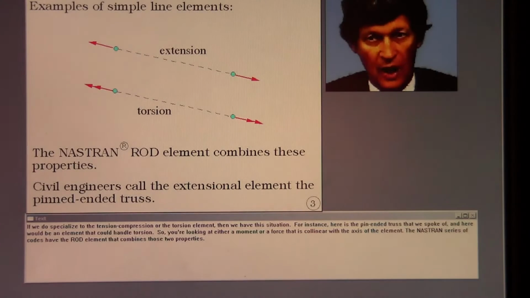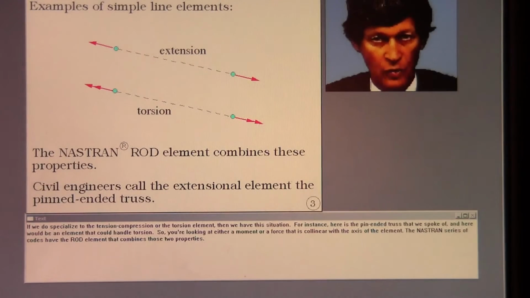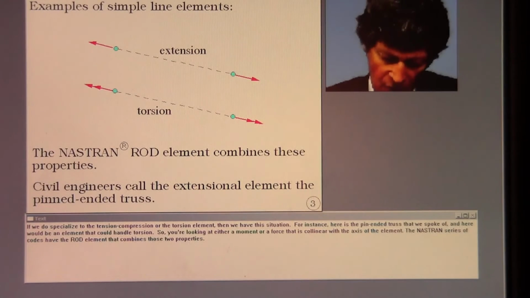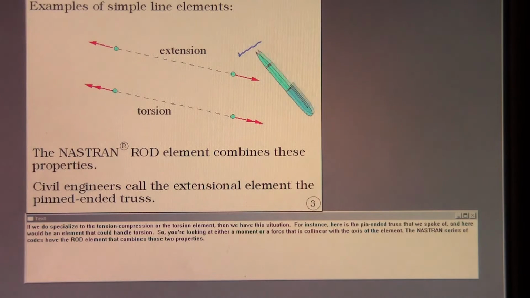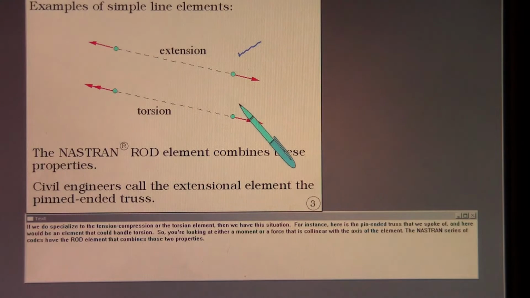If we do specialize to the tension compression or the torsion element, then we have this situation. For instance, here is the pin-ended truss that we spoke of, and here would be an element that could handle torsion. And so you're looking at either a moment or a force that is collinear with the axis of the element. The Nastran series of codes have the rod element that combines those two properties.